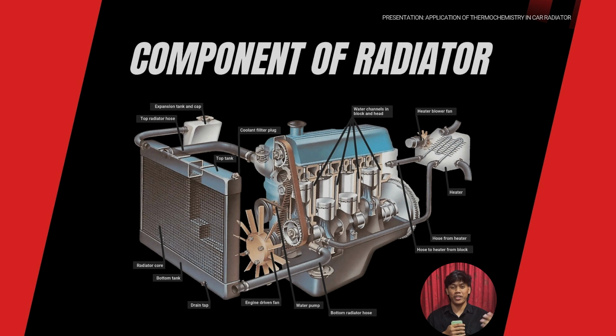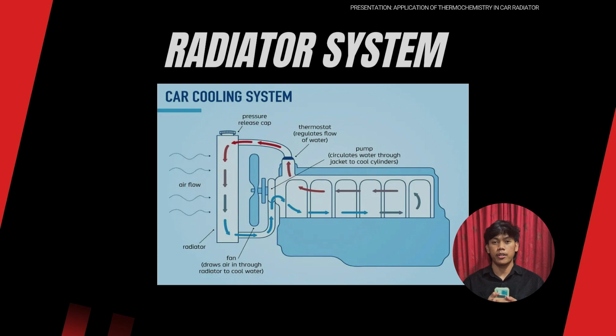Next, we move on to the next part. This is the components of a radiator. Each component is vital to ensure the radiator works properly. Furthermore, this is the car cooling system. The coolant water will be cooled by the airflow and the fans, and the pump will circulate water through the jacket to cool the cylinders and cool down the engine. The thermostat regulates the flow of the water.